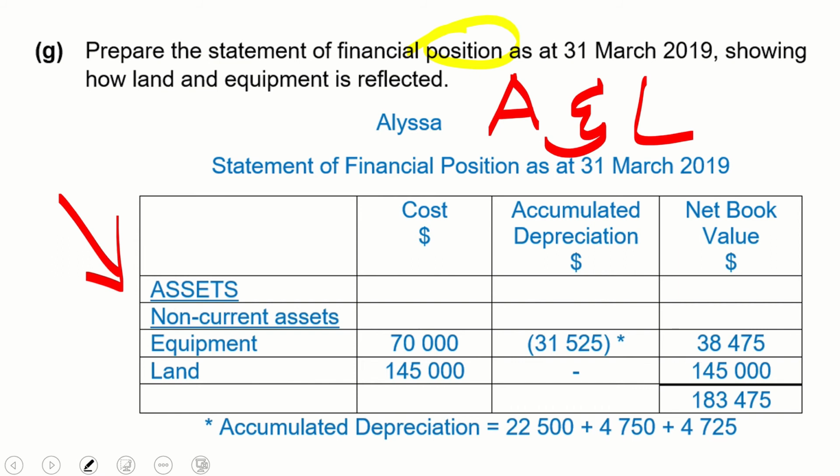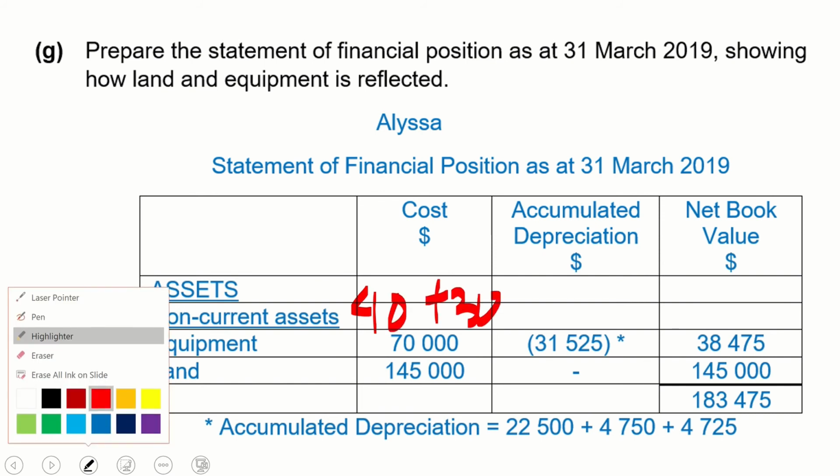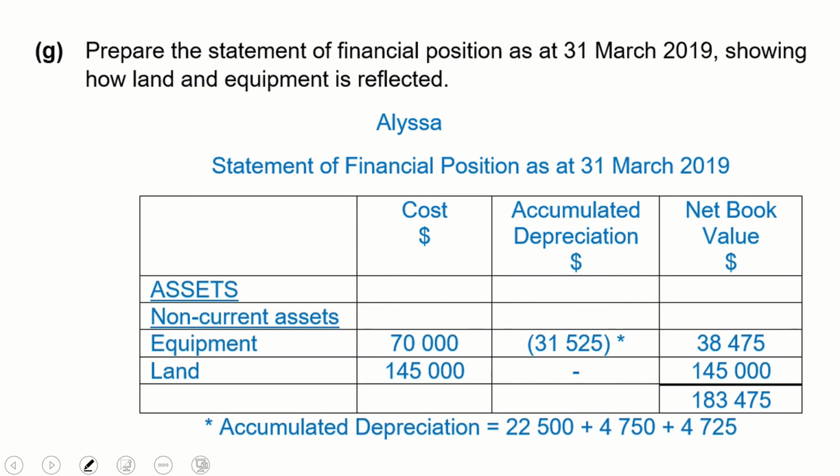Now, land is quite straightforward because there's no depreciation on land. You just need to record it under cost. However, there is an accumulated depreciation for equipment. So for equipment, the cost is 70,000, which is your 40,000 plus your 30,000. So that is your cost. Where did your accumulated depreciation come from? The accumulated depreciation is the summation of all the depreciation to date.